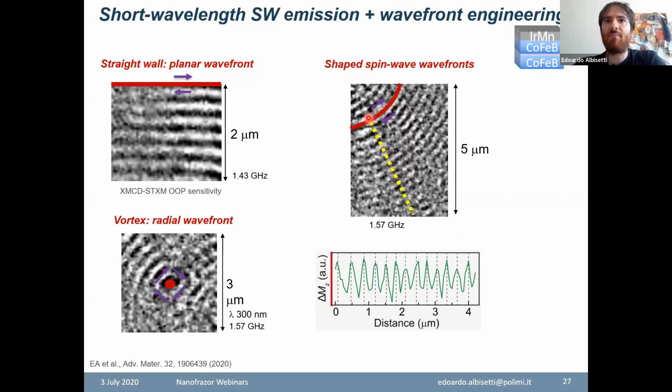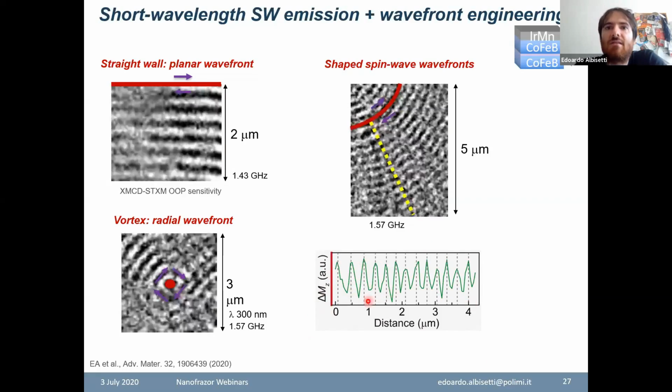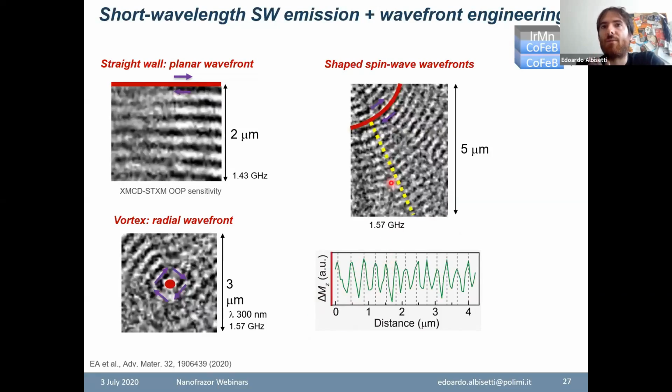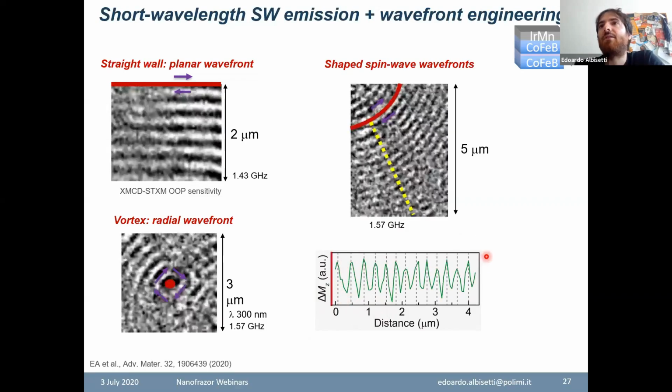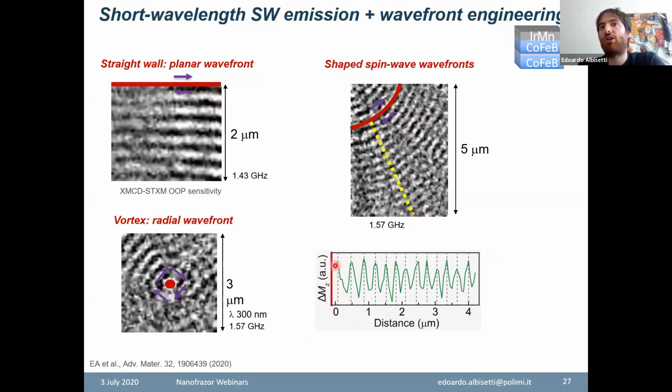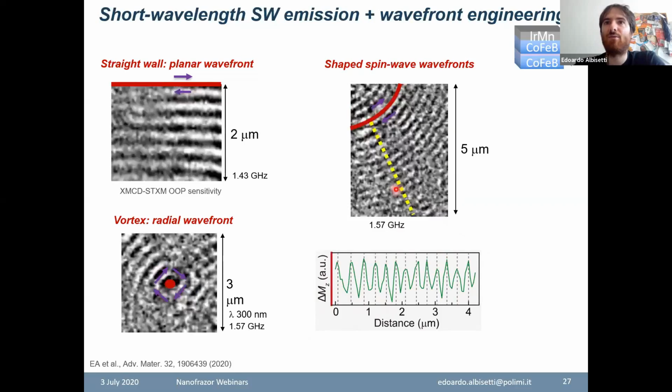This is exactly the spin wave profile along this line, taken from a snapshot of this image, and you see that you have 14 or 15 times the wavelength in this case. And actually the amplitude is not decaying very much, so we expect that the spin waves are propagating much farther away.